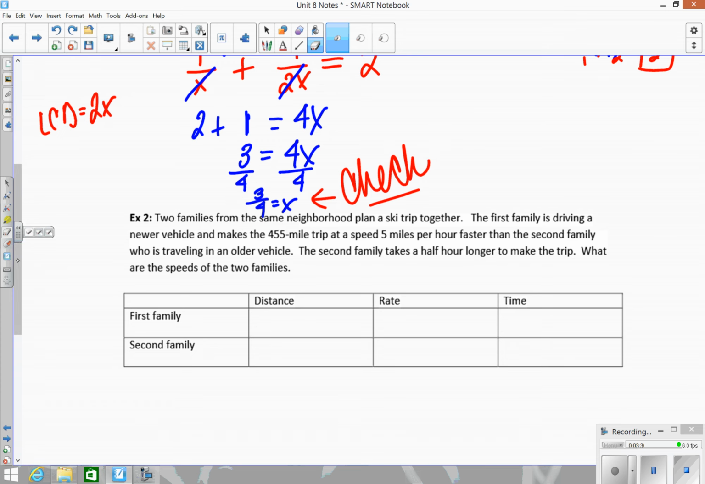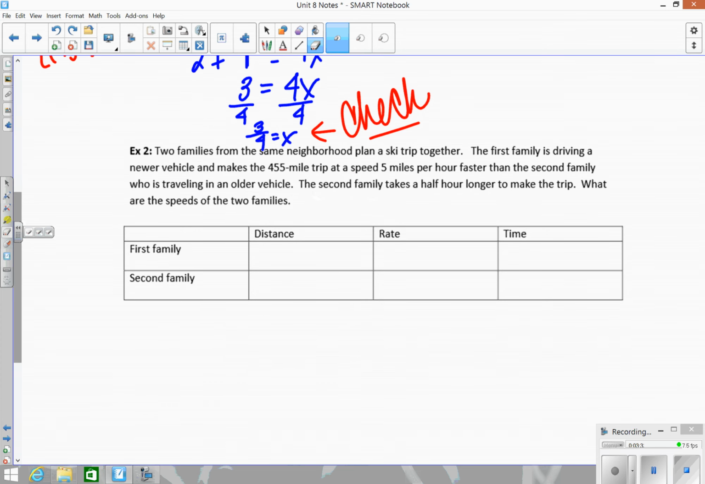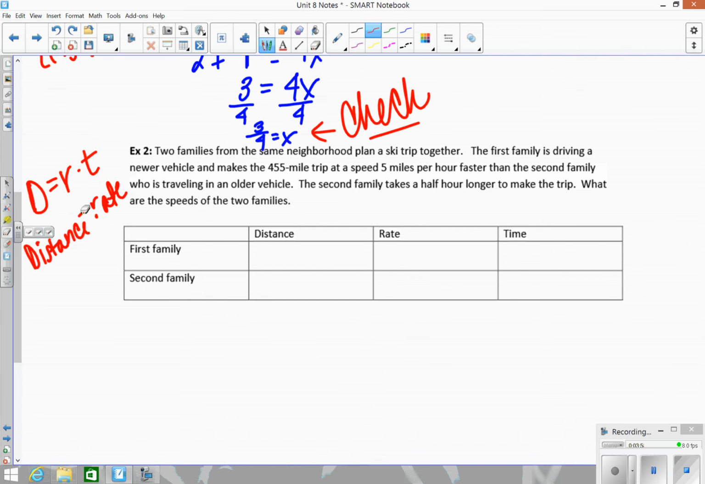We have one other application problem, and this one uses a formula that you probably learned back in algebra, which talks about rate. The formula that you have to know for this scenario is that distance equals rate times time.